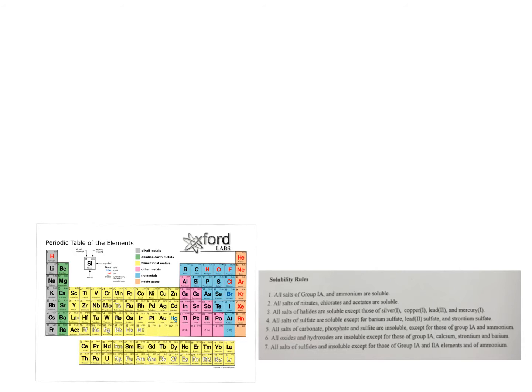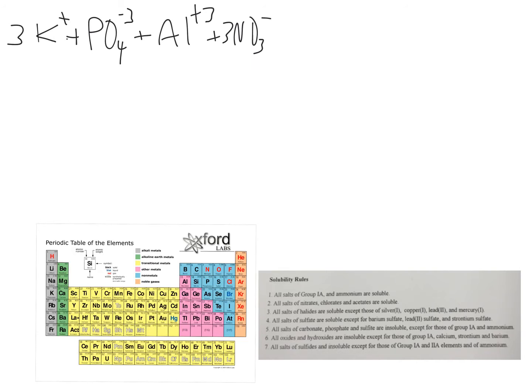So the first one says that we have K3PO4, which is aqueous. So we know that we're going to separate that out, and we're going to have K plus and PO4 minus 3. And we're going to have 3 of the K pluses to balance out the PO4 minus 3. And then we've got aluminum nitrate, so that's Al plus 3, and 3 NO3 minuses. Okay, so what's going to happen here is that the K, which was originally bonded to the PO4 minus 3, could bond to the NO3.